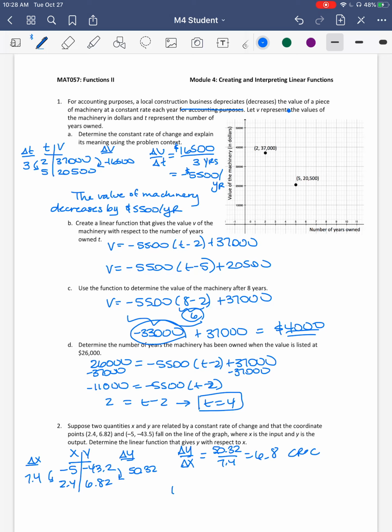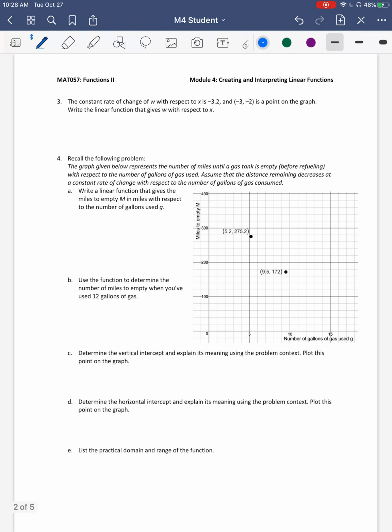And so then again, I'm going to write my formula. I tend to pick the reference point without negatives in it, if there is one, just because that way I don't get mixed up with my signs. So I'm going to pick the second one and write it like that. And this is my formula. All right, let's keep going.